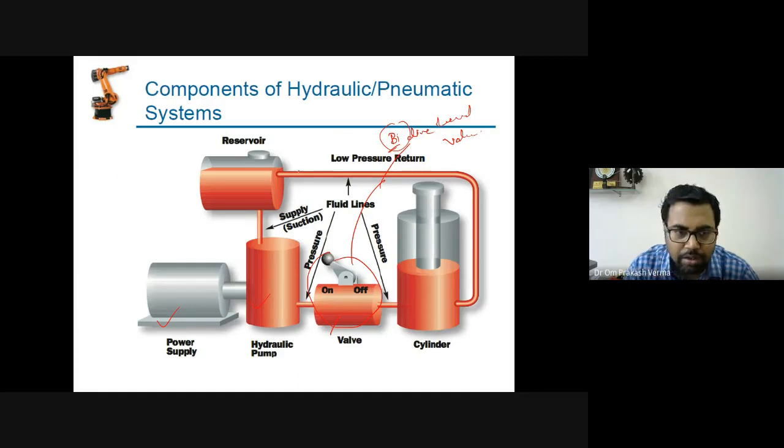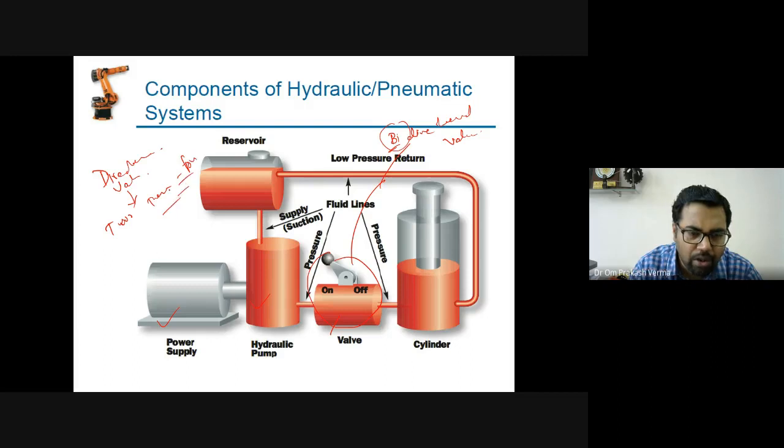The directional valve may be of the category 2-way, 3-way, or 4-way. It depends on the requirement. Here we have a bidirectional valve. How will it work? This is known as a spool valve, or I don't remember the name exactly. I will tell you, right? So this is the valve, and this is the cylinder by which the force will be actuated.